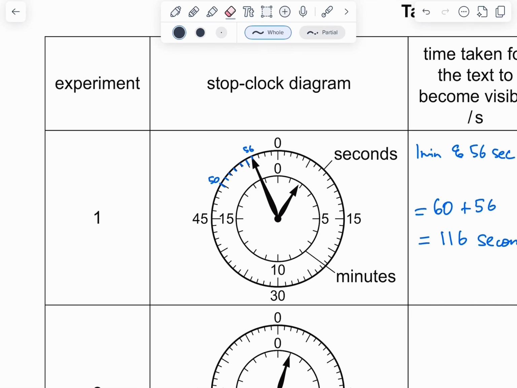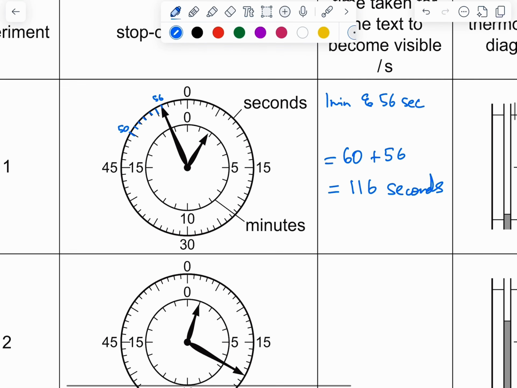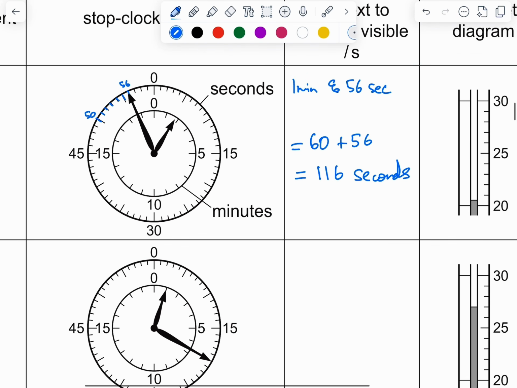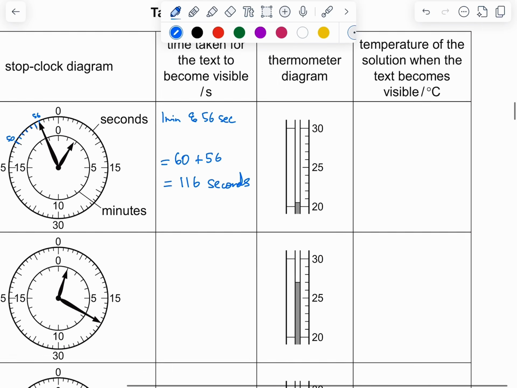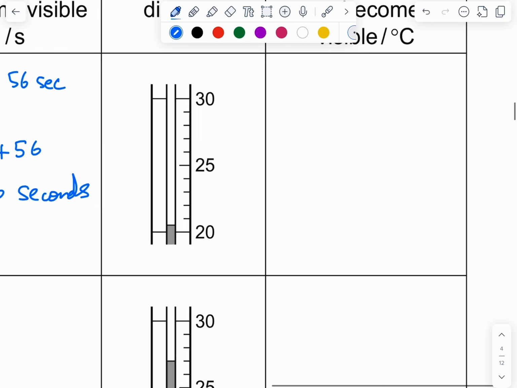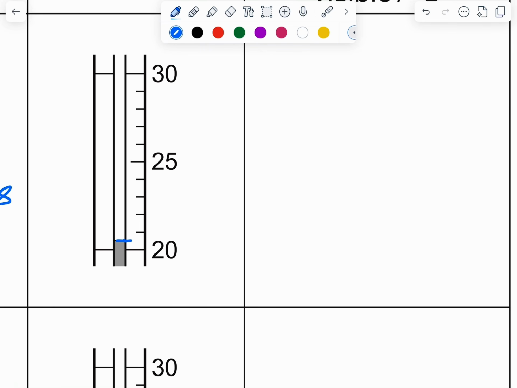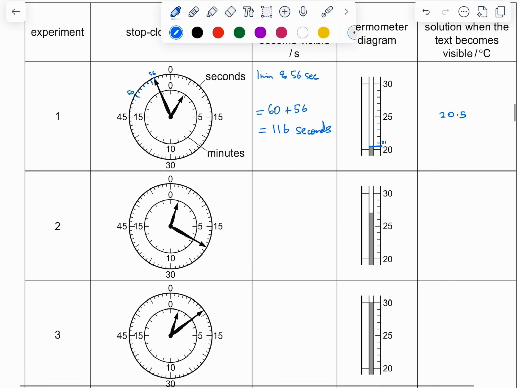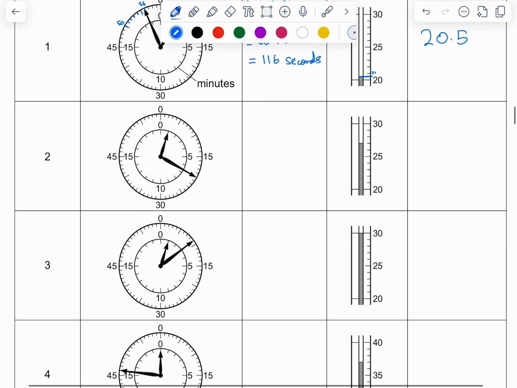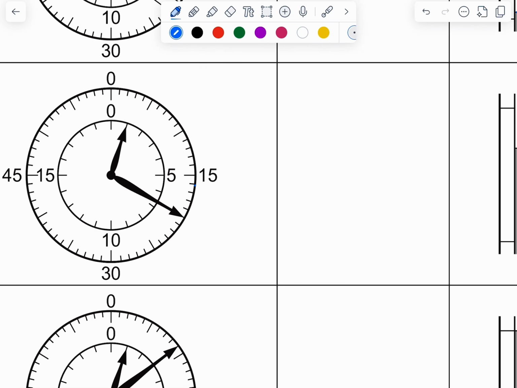All right, so this one would be 1 minute and 56 seconds, and I think we also have to measure the temperature simultaneously as well. So the temperature right now is between 20 and 21, so it should be 20.5, right? All right, 20.5. The next one we see is at 15, 16, 17, 18, 19, 20.